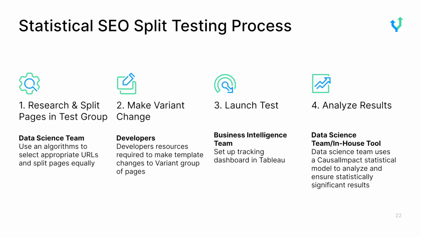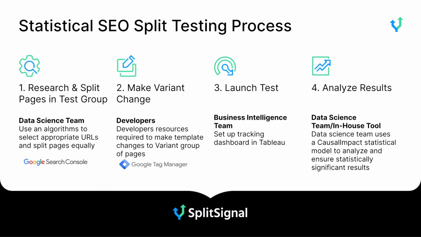Researching and splitting your pages, asking your developers to make the change for the variant group, launching your tests, tracking it, and analyzing the results with a statistical model is really, really tough. And this is why even the most advanced SEOs are not able to run a lot of SEO tests over the course of a year. And that's why we built SplitSignal. With SplitSignal, we research and split your pages for you. We make the variant pages for you by bypassing your dev team. We launch the test for you, and our built-in causal impact model analyzes the results so you don't need to get your data science team involved.